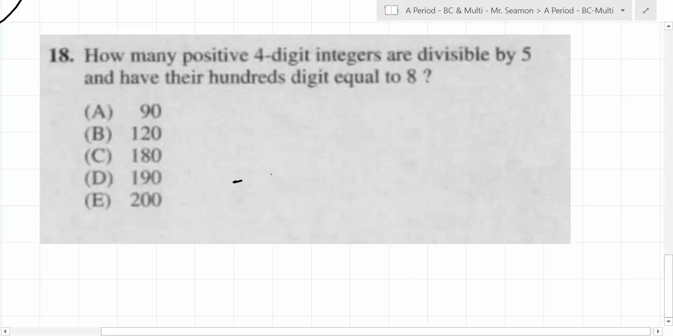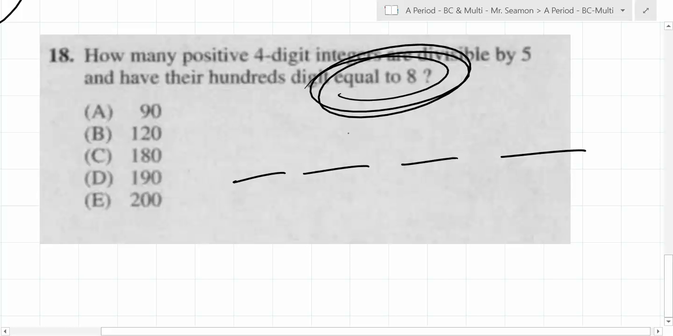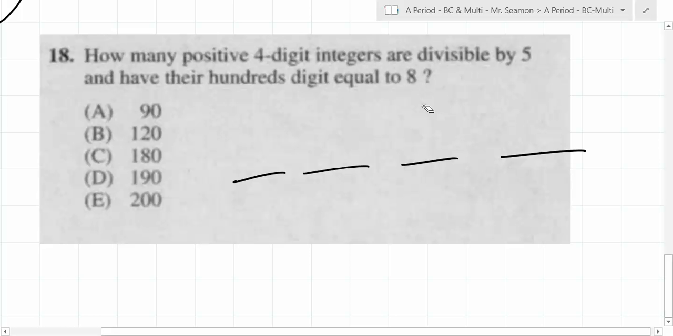To construct a 4-digit number, you need 1, 2, 3, 4 digits, right? What does it tell you about the 100th digit? It says it's 8. So you know that this is 8. You know that the number is divisible by 5. So what does it have to end in? 0 or 5.